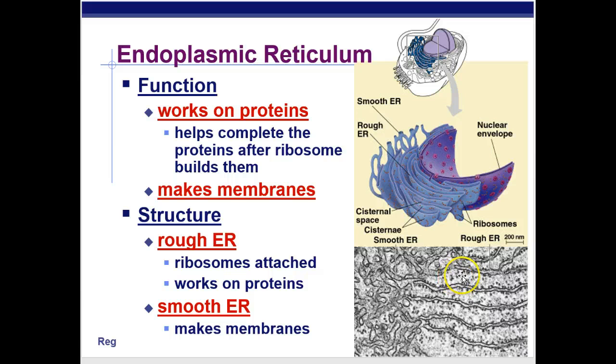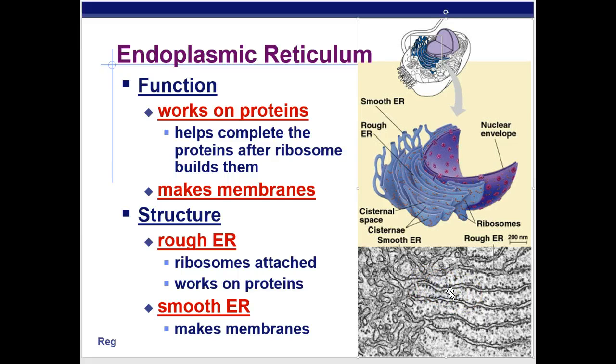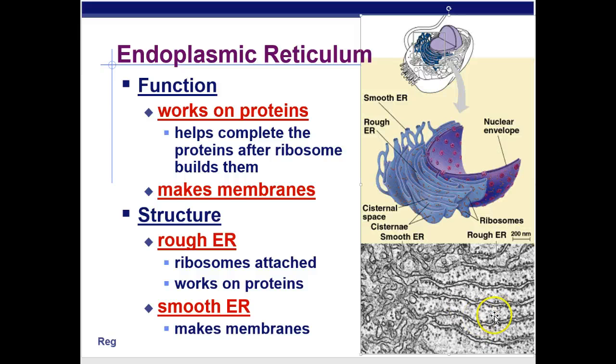The ER, or endoplasmic reticulum, is a series of kind of membranous tubes that go throughout the cytoplasm. Think of them like little canals that you could go through to move your way through the cell, through the cytoplasm. And because the ribosomes often sit on the ER, and the ribosomes are making proteins, proteins can be transported through there. And that actually helps complete the proteins after the ribosome builds them.